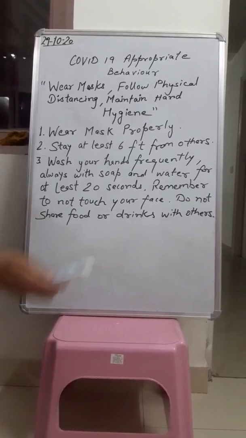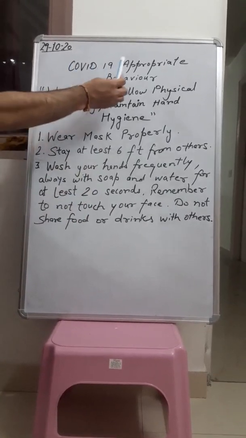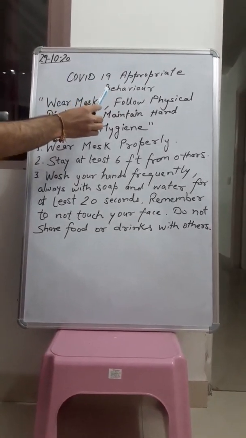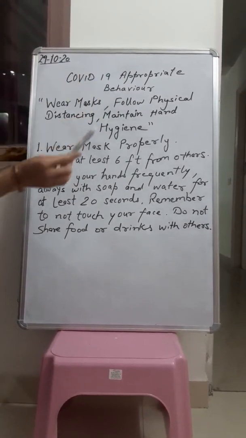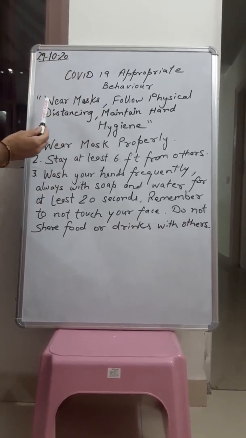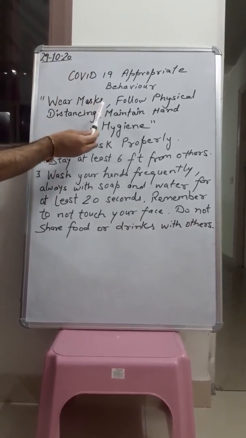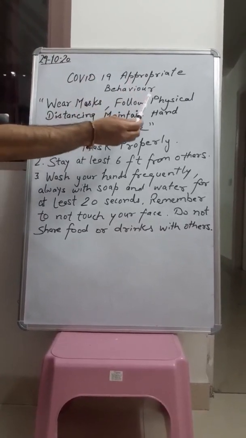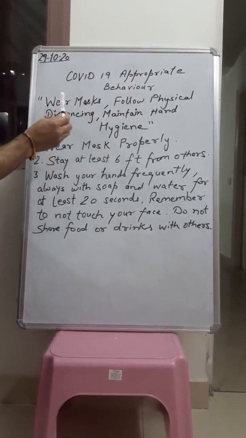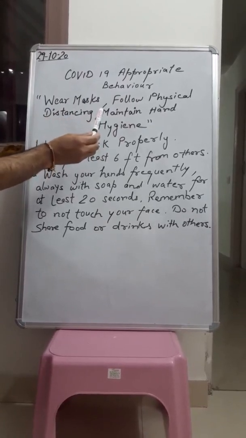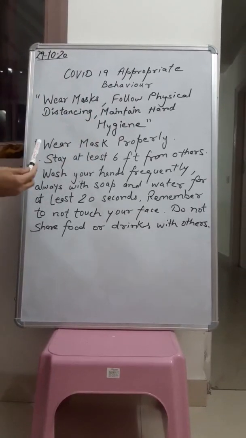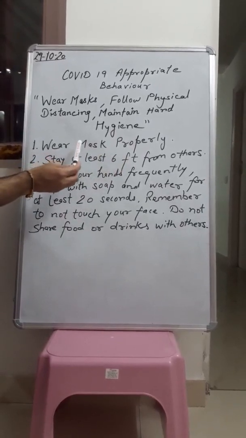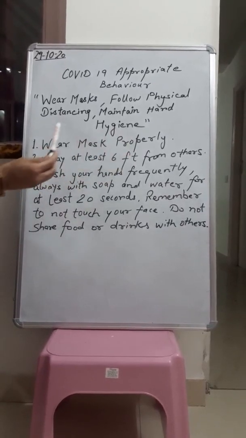So students, here are some COVID-19 appropriate behavior. So here there are some instructions regarding your COVID-19. The instructions are: wear masks, follow physical distancing, maintain hand hygiene. All these instructions you have to follow. First is wear mask properly. So you all have to wear your mask properly.